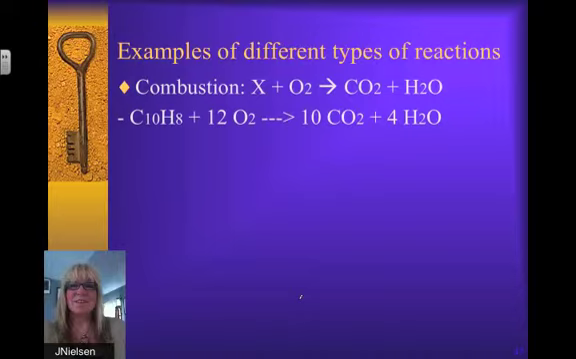And lastly, combustion. You have some molecule X that combines with oxygen to produce carbon dioxide and water. These will be the same, okay? Always the same in any combustion reaction. This one will change.